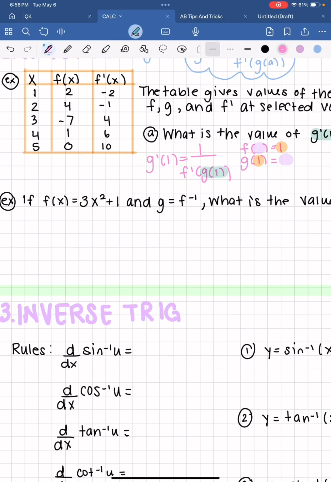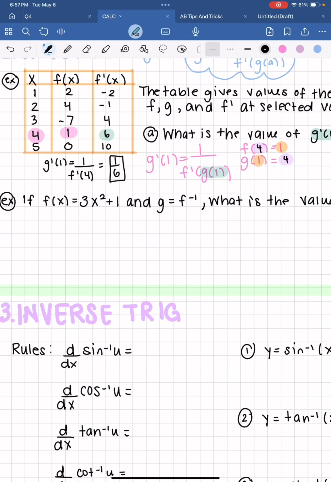So now we're going to look at my table and say, okay, f of what equals 1? Well, look, f of 4 equals 1. So I'm going to replace g of 1 with 4. So now I'm going to write it over here, g prime of 1 is 1 over f prime of 4. Okay, what is f prime of 4? We'll go to the table. F prime of 4 is 6. So this is going to be equal to 1/6.